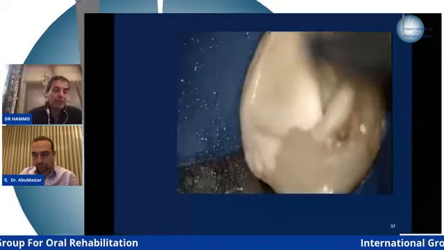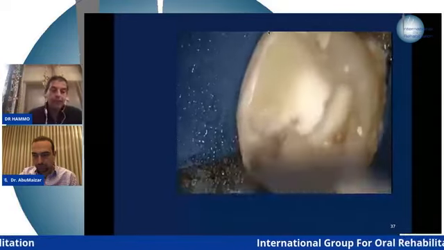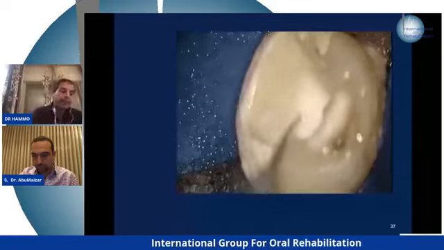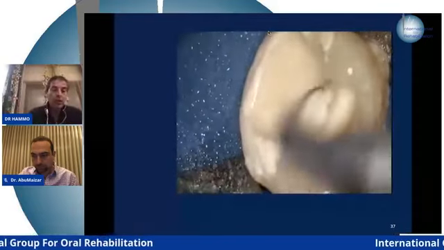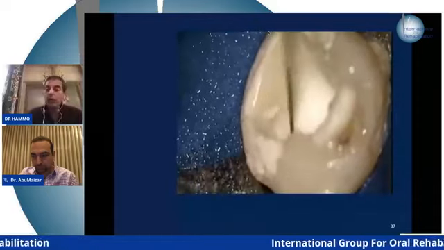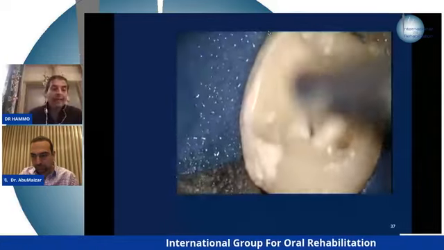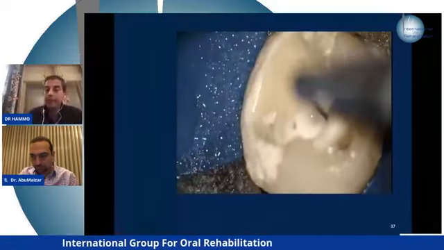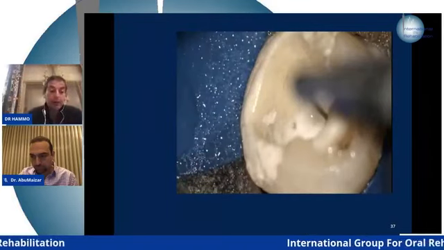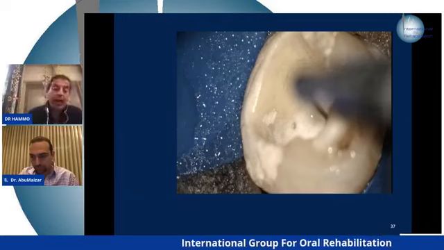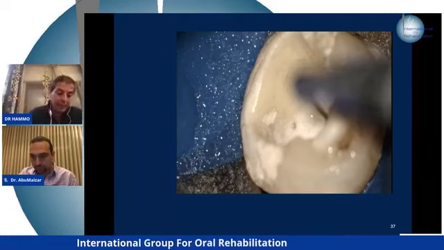And this will give us excellent performance for the canal irrigation. So we do this irrigation at the end of our preparation, not at the beginning. Why? Because we need space. Because of this, we have to make activation at the end.